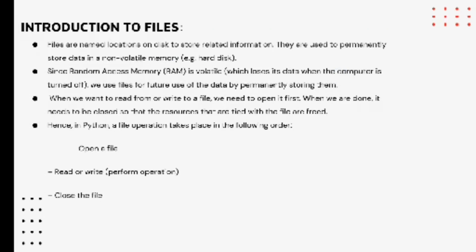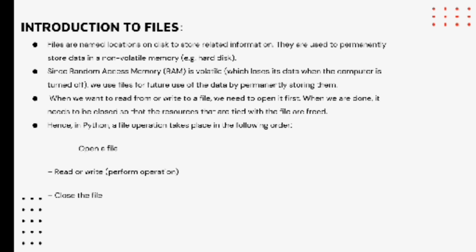First, let us go with Introduction to Files. Files are named locations on disk to store related information. They are used to permanently store data in non-volatile memory, for example, the hard disk. Since random access memory, RAM, is volatile, which means it loses its data when the computer is turned off, we use files for future use of data by permanently storing them.